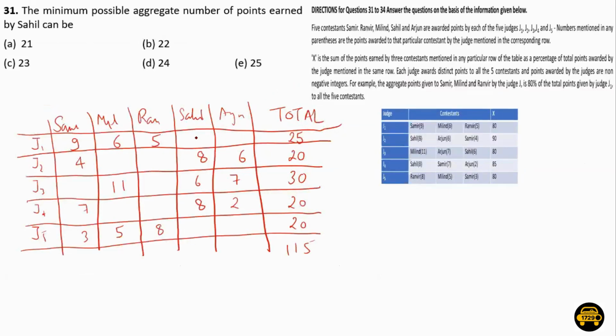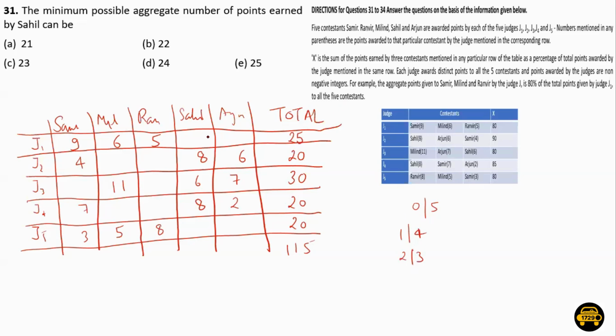So now let's look at the possibilities. J1 has already given 9, 6, and 5. The sum is coming out to be 20, and we have 5 points left to be distributed among these 2 people. In how many ways can we do it? One is we can give 0 to someone and 5 to someone, but in that case 5 will be repeated, so this is not a possibility. The other possibilities can be 1 4 or 2 3.